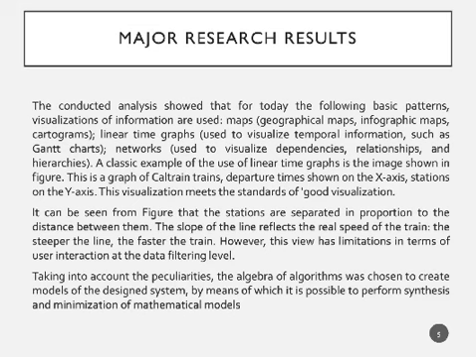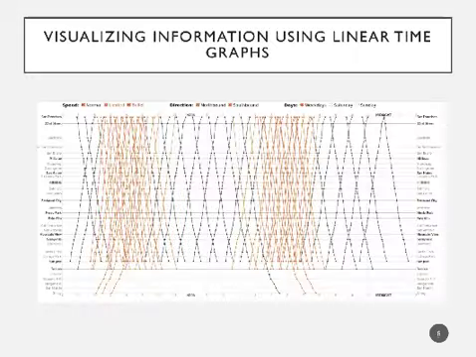This is a graph of train departure times shown on the x-axis, stations on the y-axis. This visualization meets the standards of good visualizations. It can be seen from the figure that the stations are separated in proportion to the distance between them. The slope of the lines reflects the real speed of the train. The steeper the line, the faster the train.